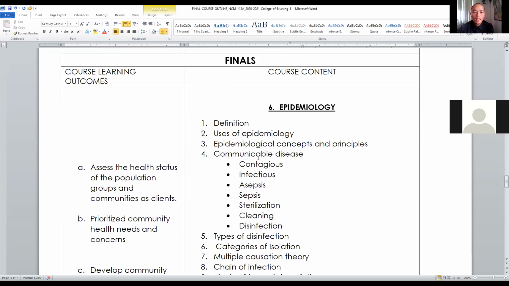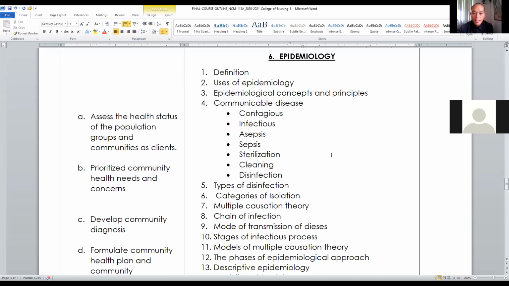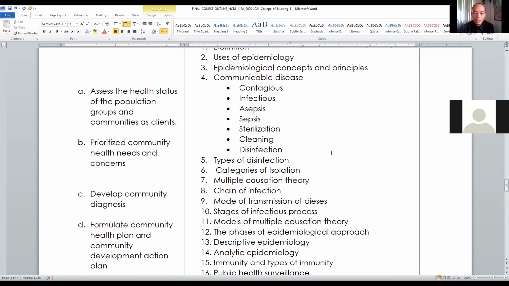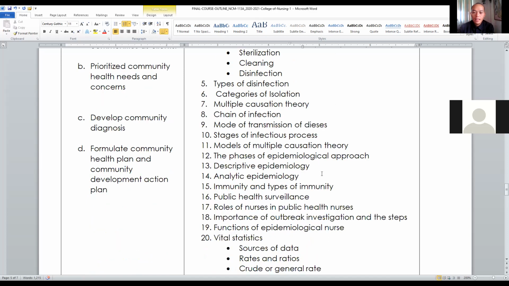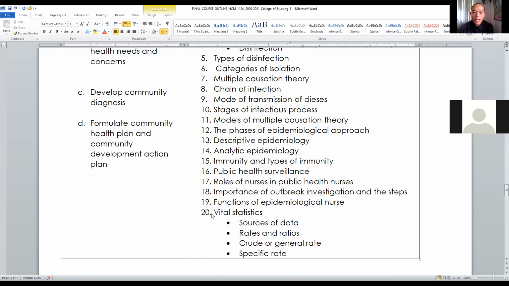Finals, of course, a lot of documentation already. But we will be talking about epidemiology, infectious diseases, sepsis, sterilization, types of disinfection. These are the vital statistics that we tackled already for our theory. Source of data, because we are going to add this as your documentation in your COPAR actual documentation already.